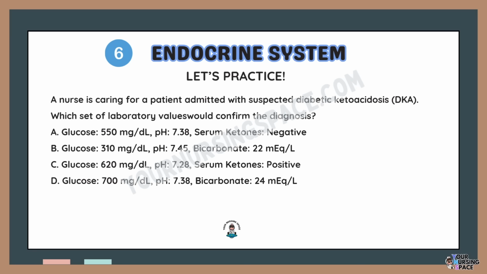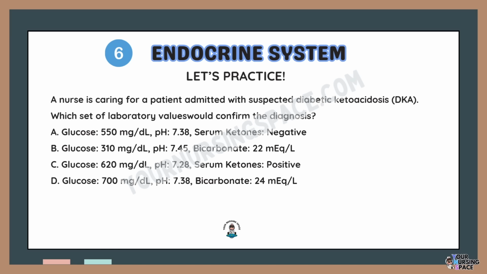First question. A nurse is caring for a patient admitted with suspected diabetic ketoacidosis, DKA. Which set of laboratory values would confirm the diagnosis? A. Glucose 550, pH 7.38, serum ketones negative. B. Glucose 310, pH 7.45, bicarbonate 22 milliequivalents per liter. C. Glucose 620, pH 7.28, serum ketones positive. D. Glucose 700, pH 7.38, bicarbonate 24 milliequivalents per liter.